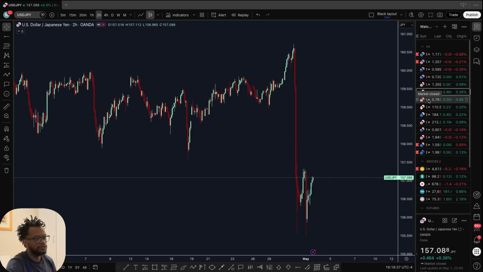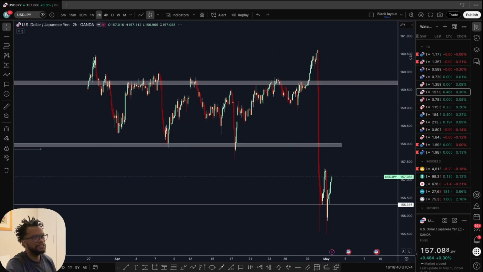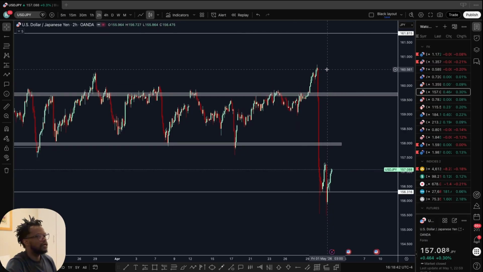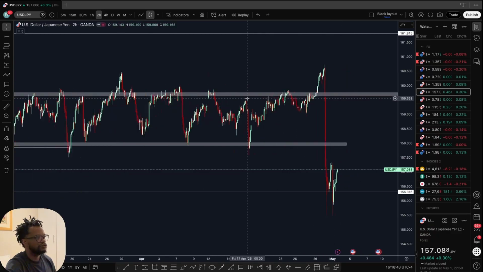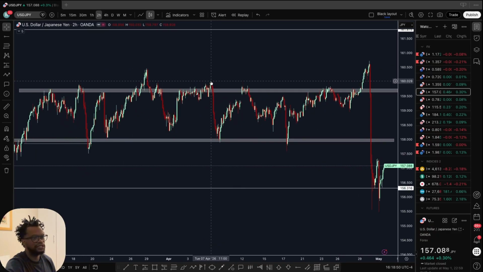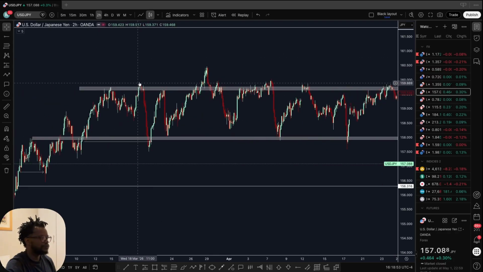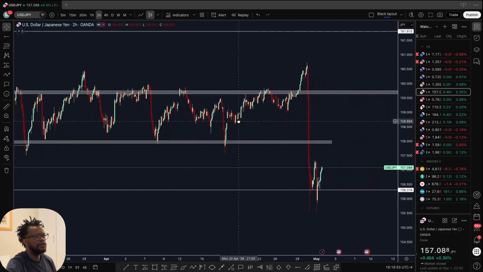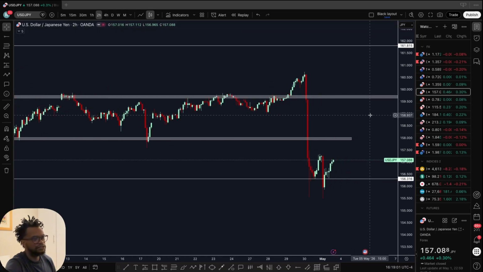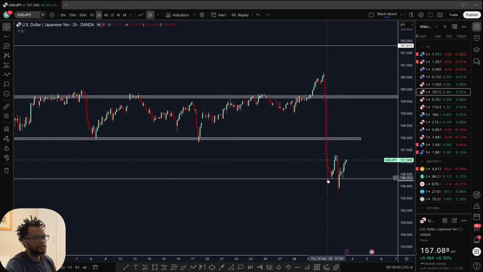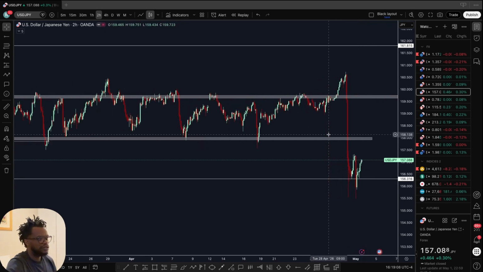The yen pairs, I'm not even going to look at them. We had a bit of an intervention. Every time we come around the 160 mark, the BOJ intervenes. You can clearly see in your charts, here's 160 intervention, 160 intervention. So the yen is quite weak at the moment. That's why you get the BOJ intervening at all times. So I'm not entertaining the yen pairs just for now because it's very weak.